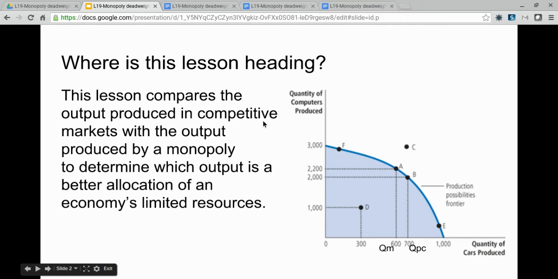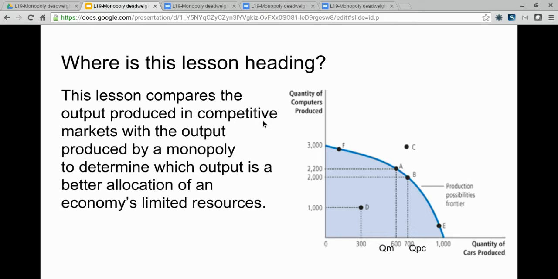Welcome to Lesson 19, Monopoly Deadweight Loss. This lesson compares the output produced in competitive markets with the output produced by a monopoly to determine which output is a better allocation of an economy's limited resources.